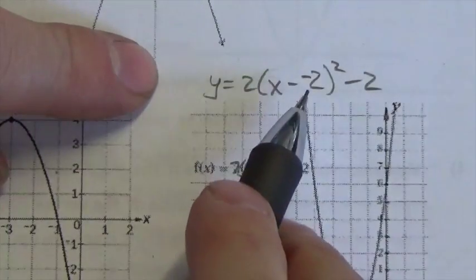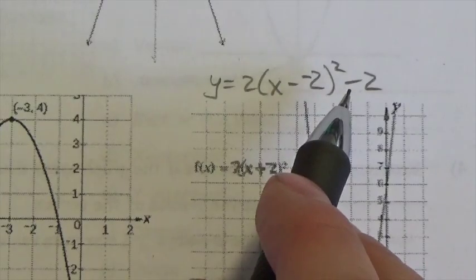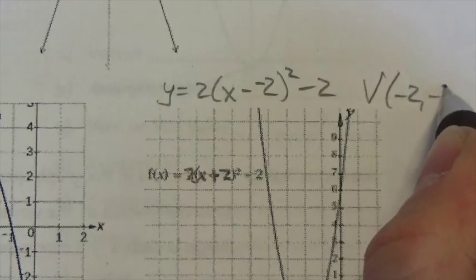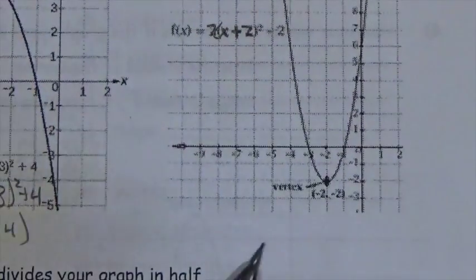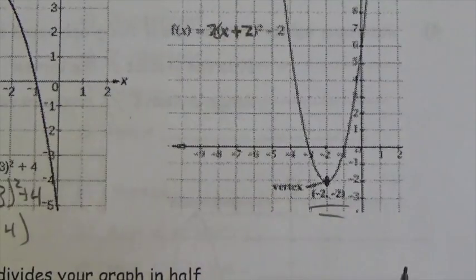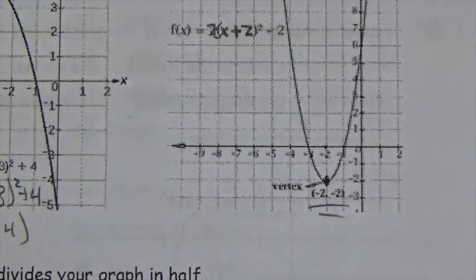And so in this case here, again, I see that p is supposed to be negative 2. q is, I can read that right off easily. There's not a problem there. Minus 2. So my vertex here would be the point negative 2, negative 2. And when I look at the actual graph here, I can see, yeah, that is true. I am hitting the point negative 2, negative 2.